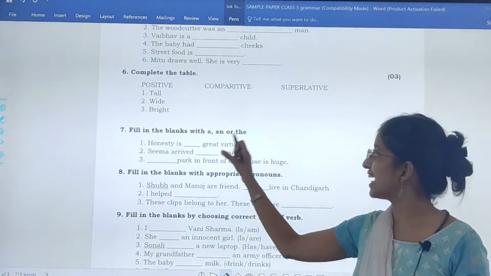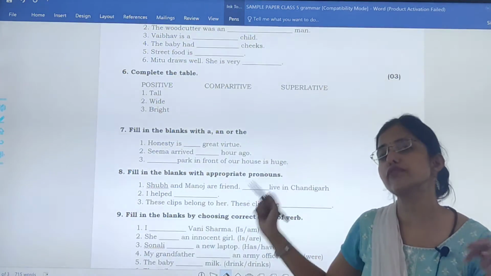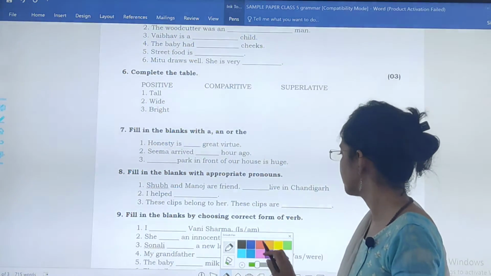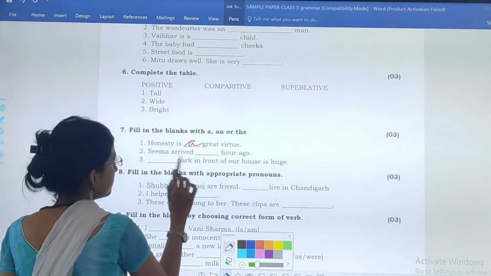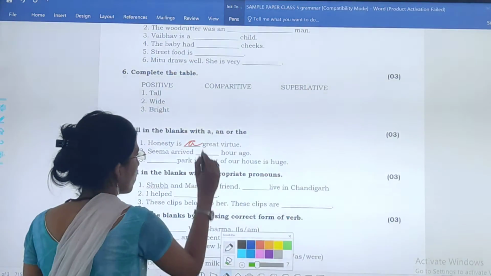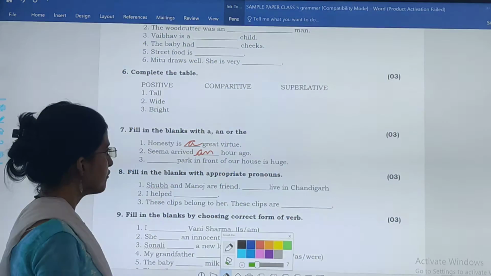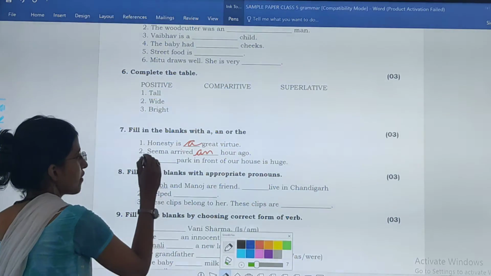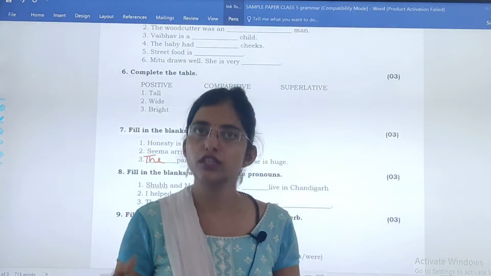Fill in the blanks with a, an or the. Honesty is dash great virtue. Honesty is a great virtue. So what will come here? A will come. Then Seema arrived dash hour ago. An hour ago. Dash park in front of our house is huge. The park in front of our house is huge. So this is how you will do this.